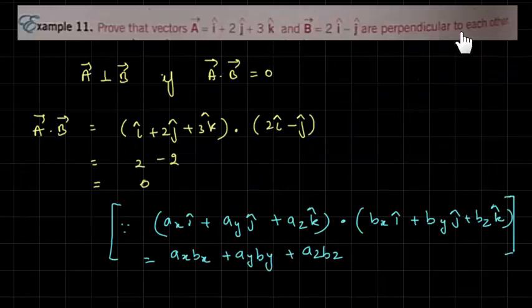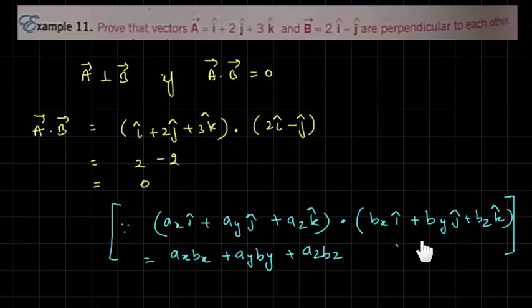Prove that the vectors this and this are perpendicular to each other. So if two vectors are perpendicular, then their dot product is 0. So that's what we'll do. Take the dot product and it comes out to be 0. You can directly write this as the multiplication of the constants alongside i cap. So 1 into 2, which is 2, plus 2 into minus 1, which is minus 2, plus 3 into 0, which is 0. So it gives 2 minus 2, which is 0.